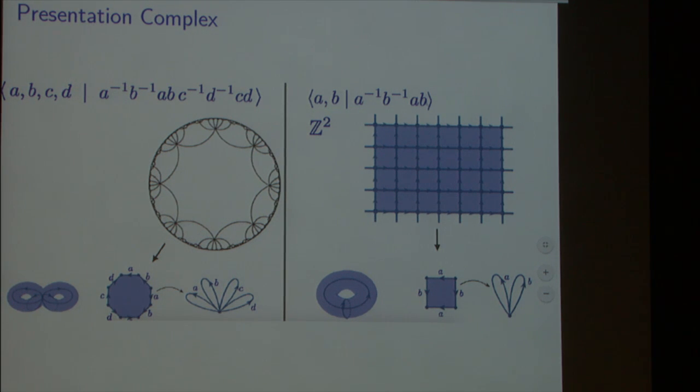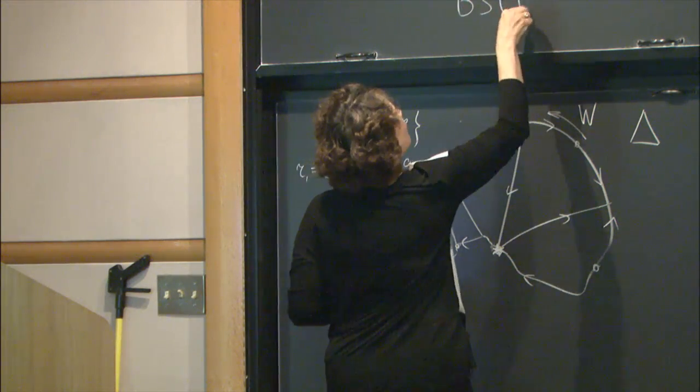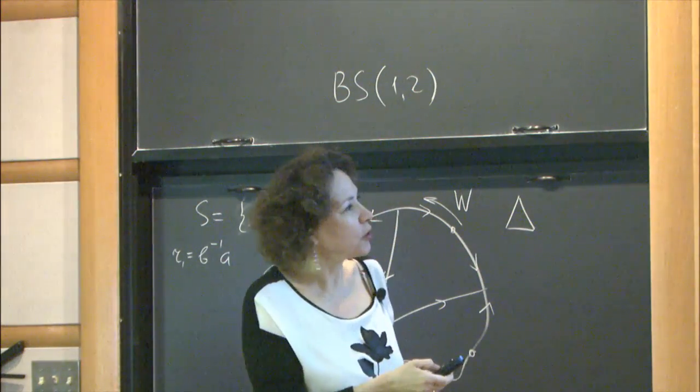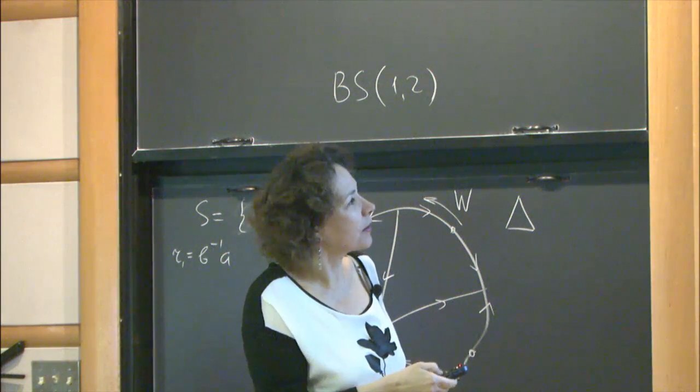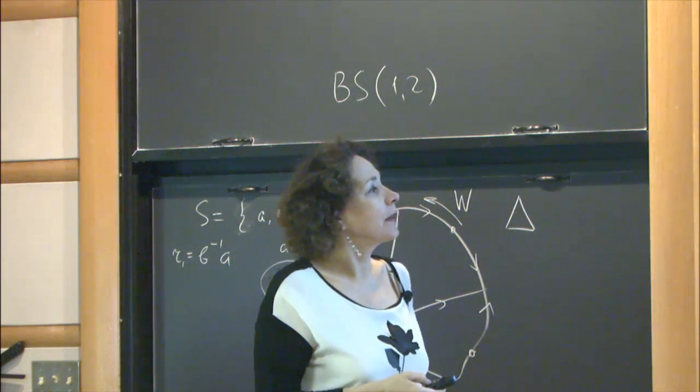Okay, so two examples. Another example. This is the famous Baumslag-Solitar group. This group is a good counterexample to many properties. So this is BS(1,2). Right? So the relation says that if we conjugate A by B, we get A squared, right?